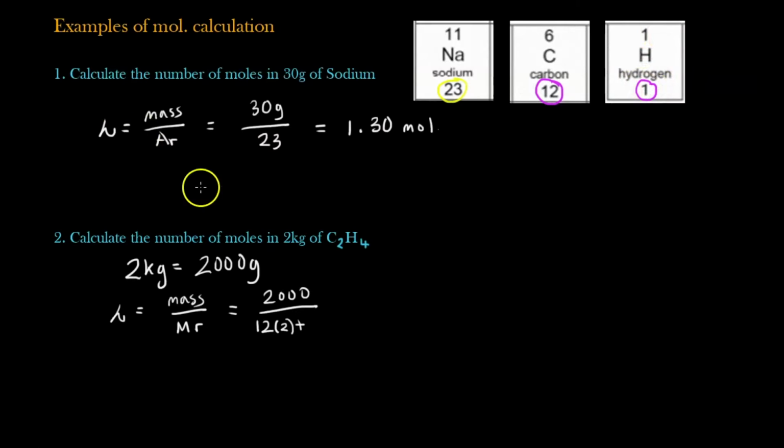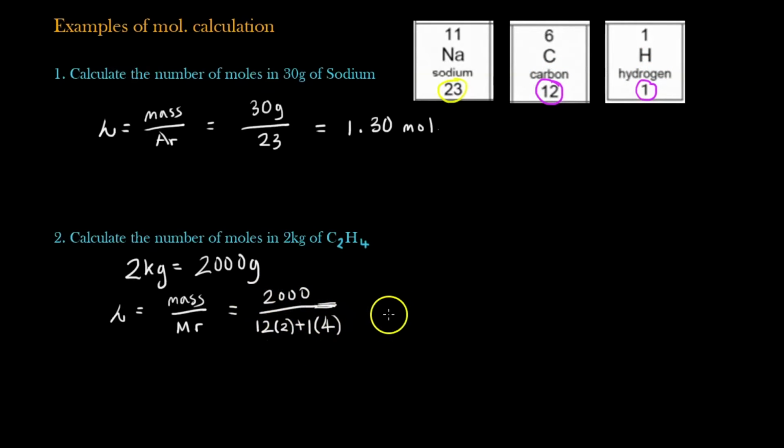And I plug in a 1 here, and there are 4 H's, so times 4. Okay, hopefully this makes sense. You can see that this below here is because 12 times 2 is because there's 2 C's here, and 1 times 4 is because there's 4 H's here, 1 times 4 to give us H4.